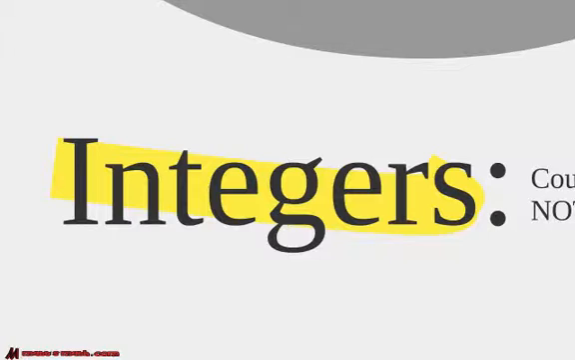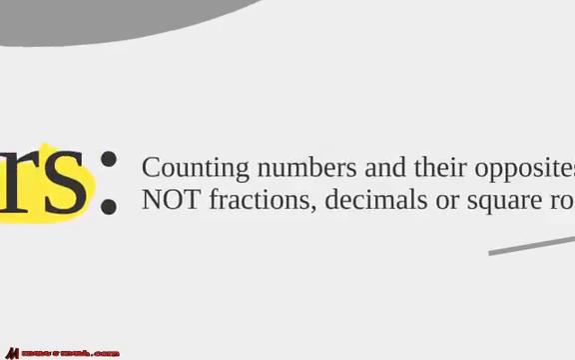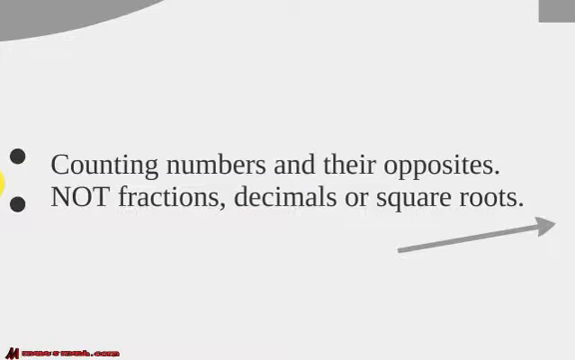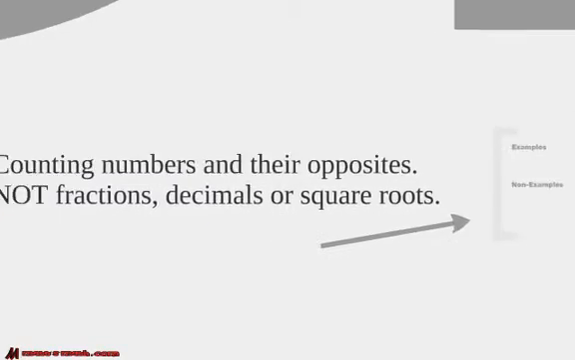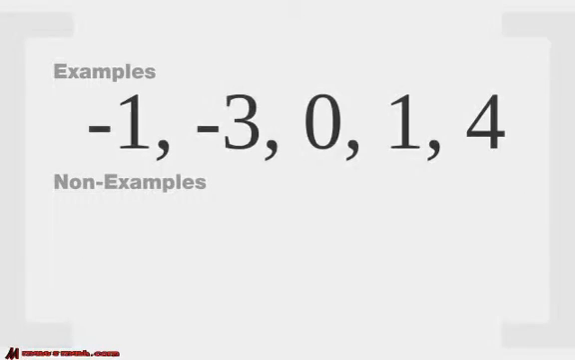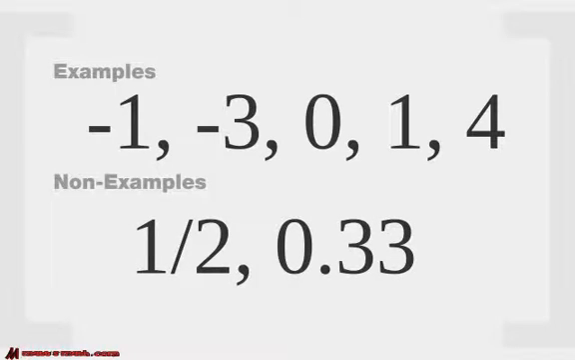So let's talk about what integers are. You're going to need to know this definition, so definitely write this one down. Integers are counting numbers, like 1, 2, 3, 4, and their opposites, for example -1, -2, -3. They're not fractions, they're not decimals, they're not square roots of numbers, that kind of thing. Here are some examples: -1, -3, 0, 1, 4. And some non-examples: 1/2, 0.33. That's the idea. Make sense?